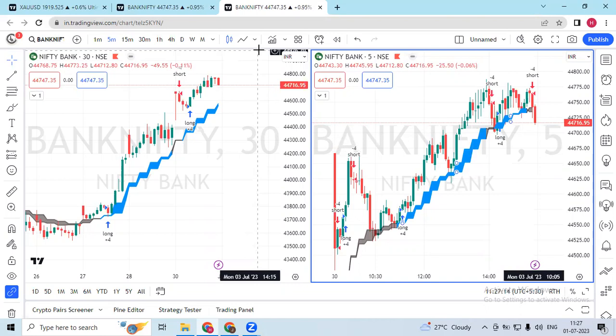A very simple strategy I'm going to share with you all. It needs one indicator and two layouts. Now, suppose you are a trader who is trading Bank Nifty, trading futures, and you are having two screens, or one big screen, then keeping two layouts is quite easy for you.